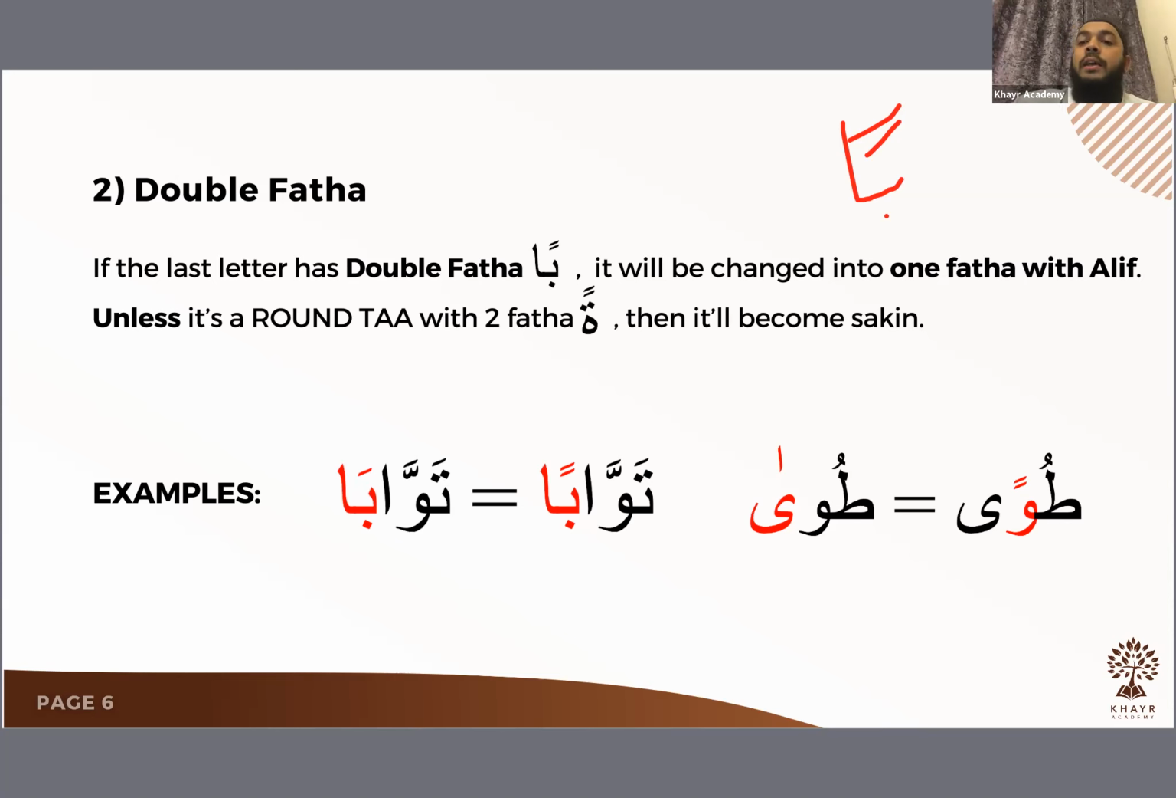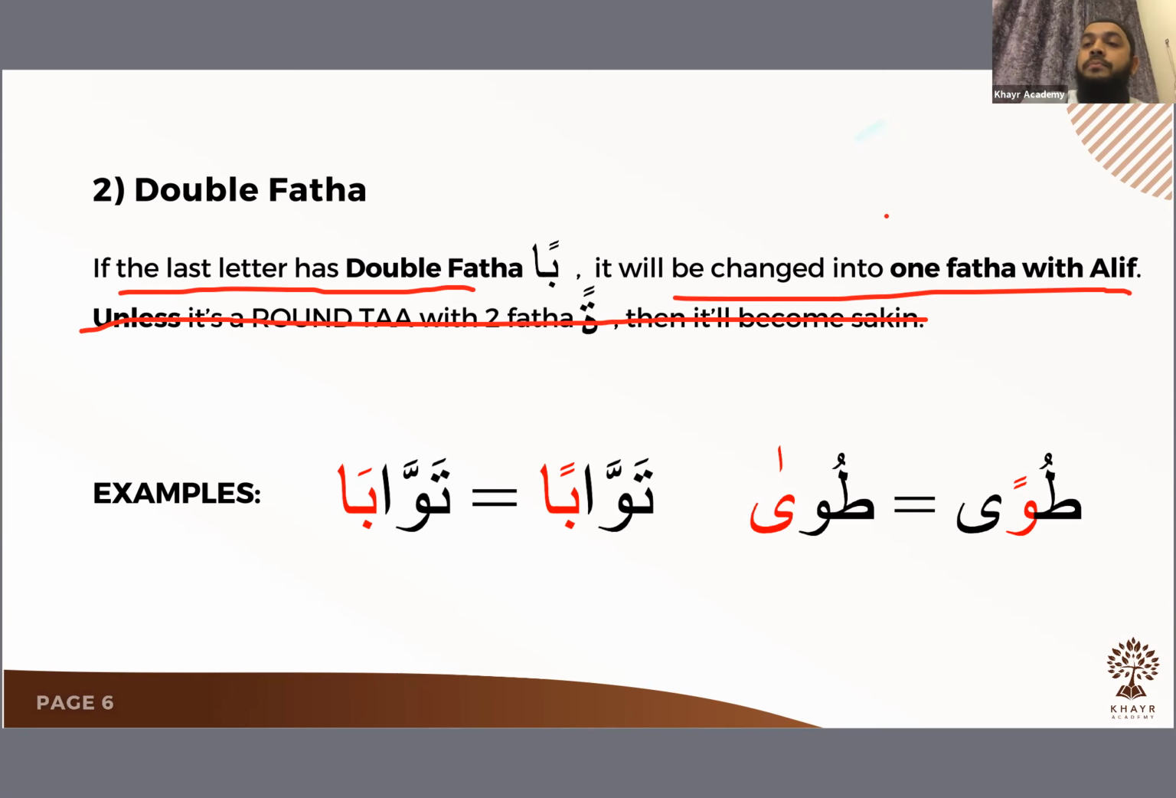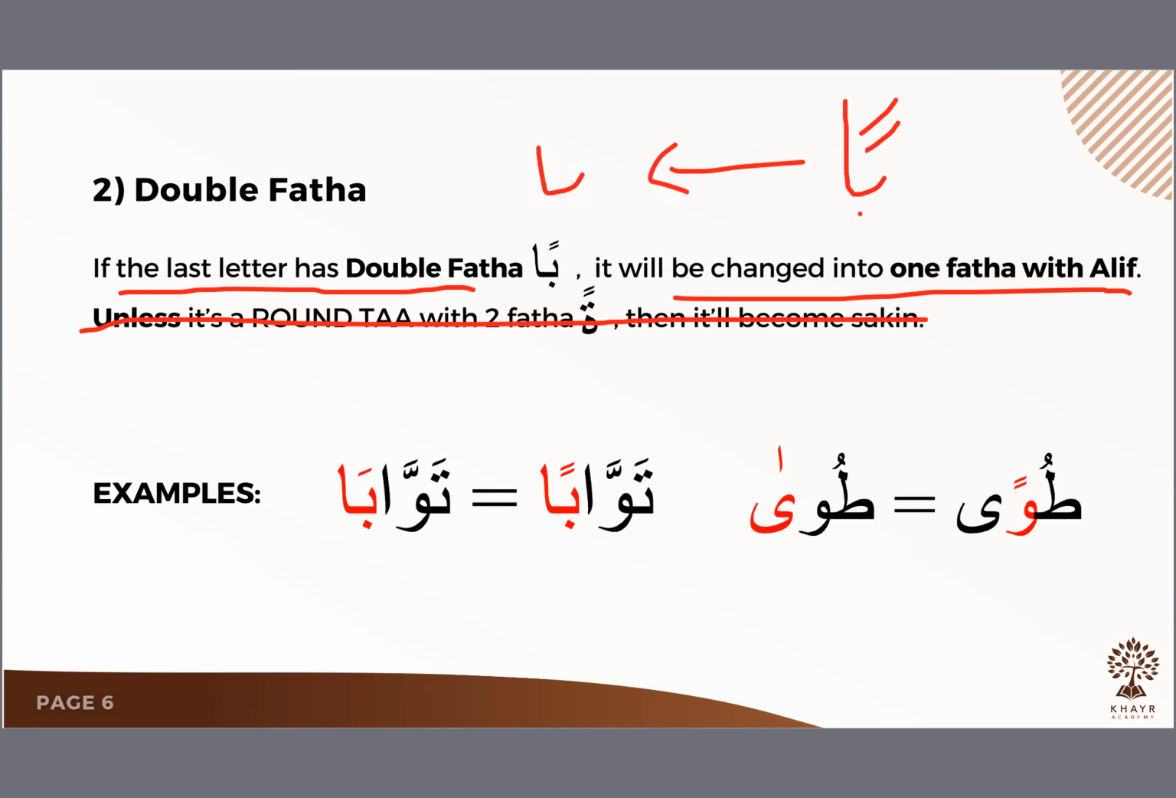What happens with 2 fatha? Now, if the last letter has a double fatha, 2 fatha or 2 zabur, it will be changed into 1 fatha, and you will do stretching. Don't worry about this now. For now, so 2 fatha. So let's draw 2 fatha. The bar has 2 fatha, and I have to stop. What happens? I take 1 fatha off.